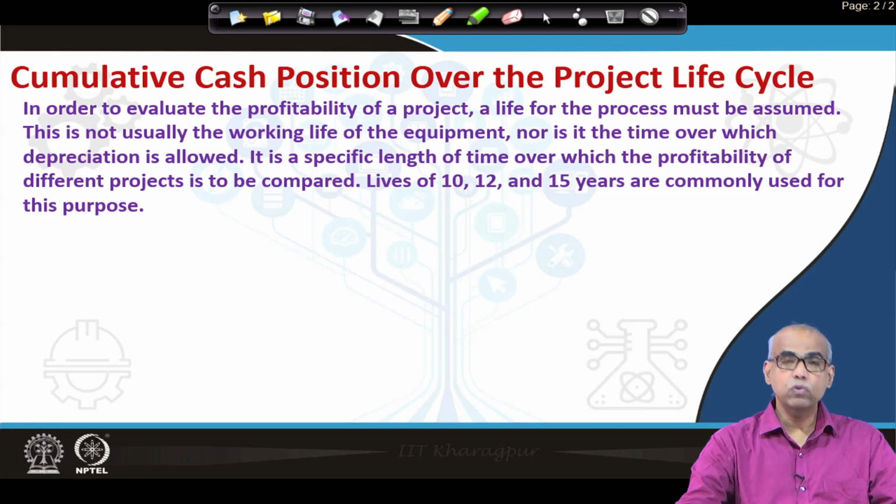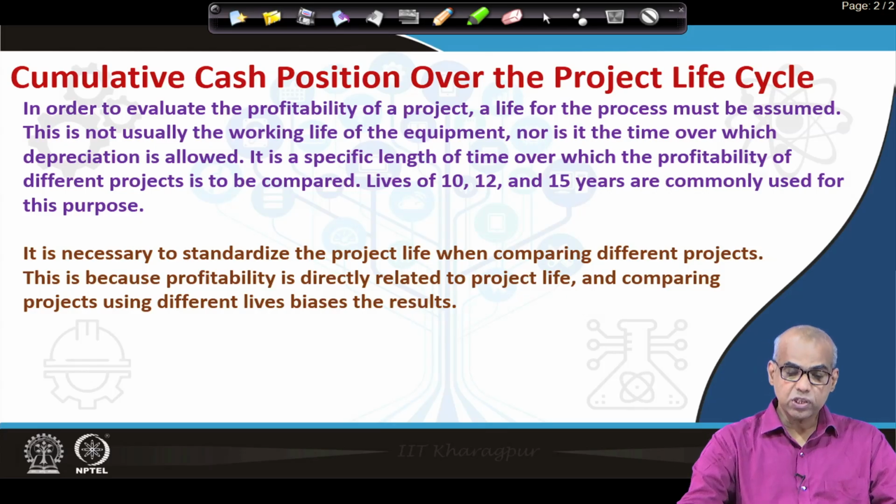In our previous module, we talked about depreciation and recovery period. We are not mentioning that recovery period here. It is a specific length of time over which the profitability of different projects is to be compared. Typically, 10 years, 12 years or 15 years are commonly used for such profitability analysis of different projects.